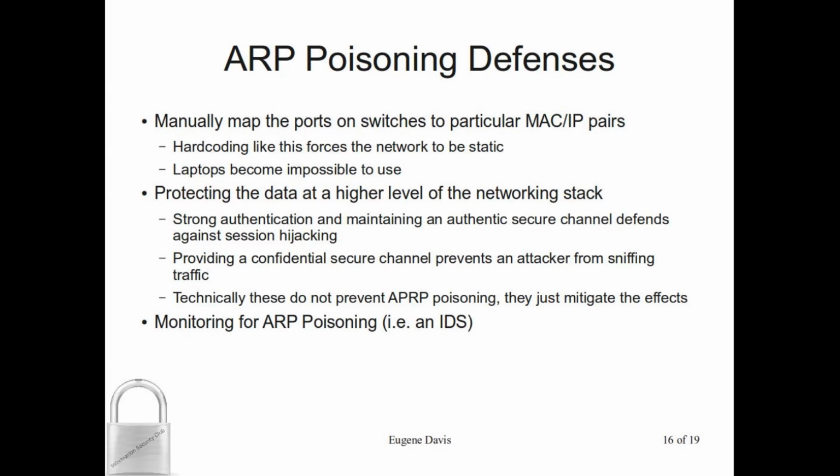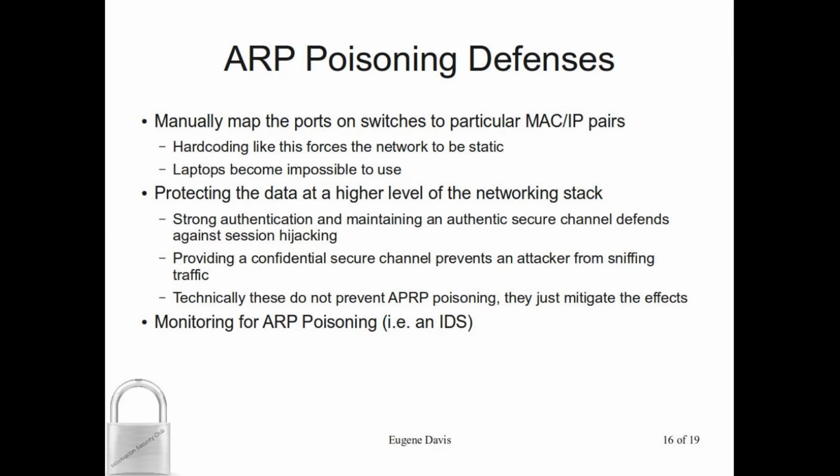ARP poisoning defenses. So there's really not very many of these. The first one that I've already mentioned is manually mapping ports on switches to a particular MAC-IP pair. Unfortunately, hard coding this means that the network configuration has to be static. Laptops become effectively impossible to use, assuming you want to connect to that network, because as soon as you change to a new port, you can no longer get an IP address. It'll no longer let you connect because you have the wrong MAC address for that port. And it's really nasty if you're using wireless, because what's the point in using wireless and hardwiring the ports anyway? I mean, you can do MAC filtering, but because you can spoof a MAC address anyway, who cares?